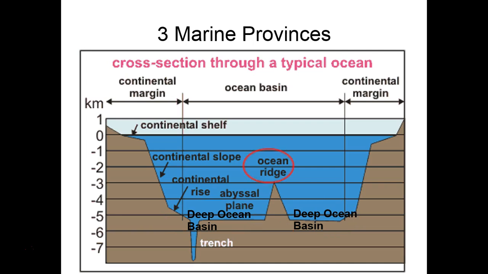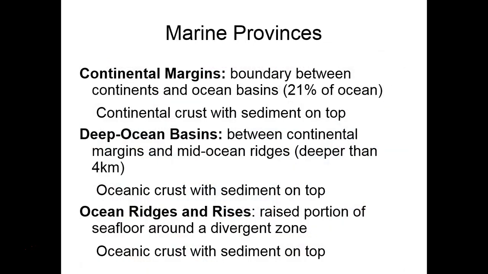And then finally, we have ocean ridges. Ocean ridges or rises are raised portions of the seafloor that surround an area where you have continental or oceanic crust moving away from itself, or a divergent zone. And that's going to make more sense to you when we talk about plate tectonics. So oceanic ridges are made up of oceanic crust with sediments on top.